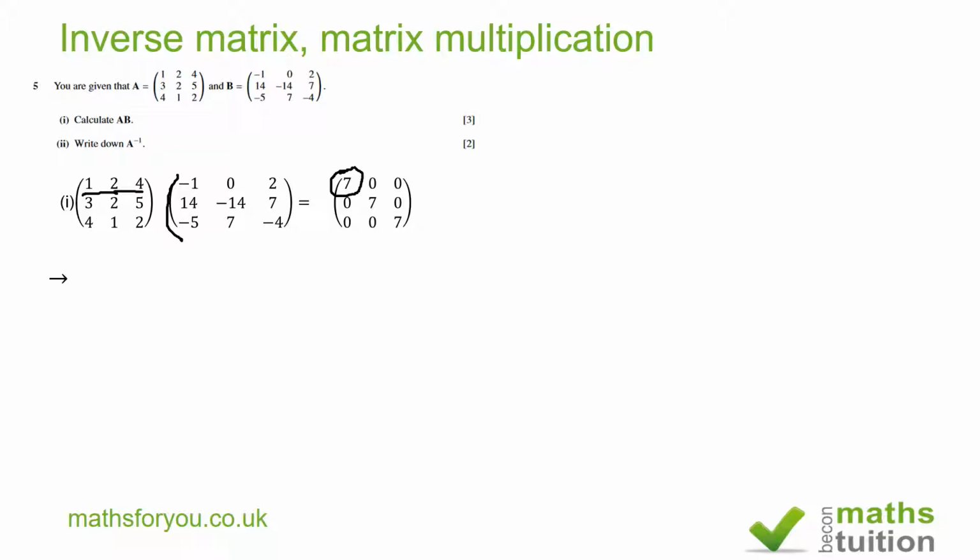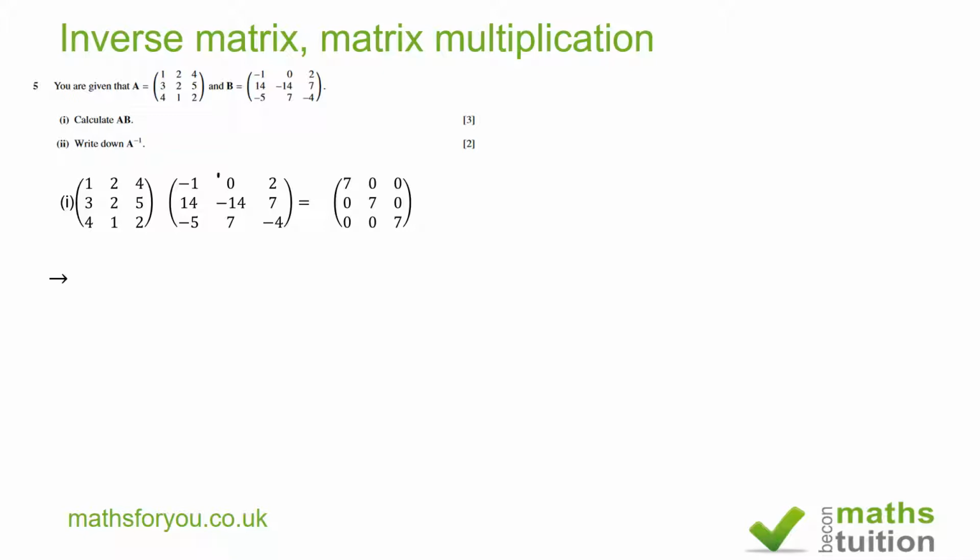Now, next, similar thing again, we look at this row and staying with the same column there. Now 3 times minus 1 is minus 3, 2 times 14 is 28, 28 minus 3 gives 25, 5 times minus 5 is minus 25, 25 minus 25 will give me 0, hence this 0 there. Moving on, we look at this row and then stay with the same column. Now 4 times minus 1 is minus 4, 1 times 14 is 14, 14 minus 4 is 10, 2 times minus 5 is minus 10, and 10 minus 10 will give me 0, hence this 0 there. One more, should we do the next column?